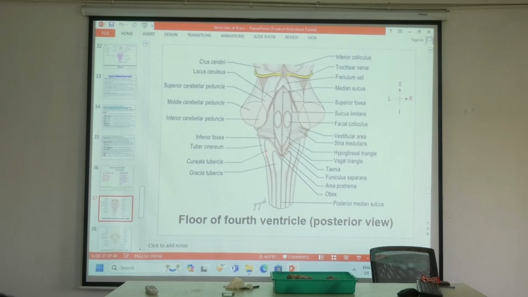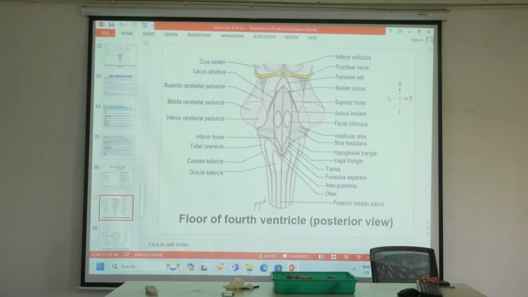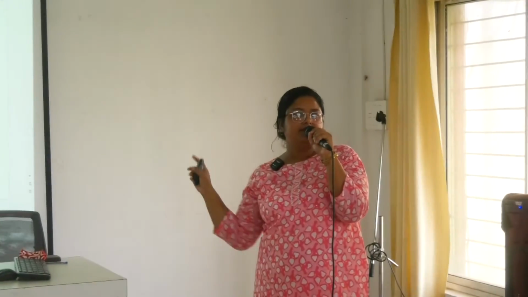Next we will discuss the floor of the fourth ventricle. The floor of the fourth ventricle, very important. It is also known as the rhomboid fossa. It comes as a short note or a long question. You practice the schematic diagram, and the structures forming the floor of the fourth ventricle. It comes as a short note, also a long question. Very important, the floor of the fourth ventricle.